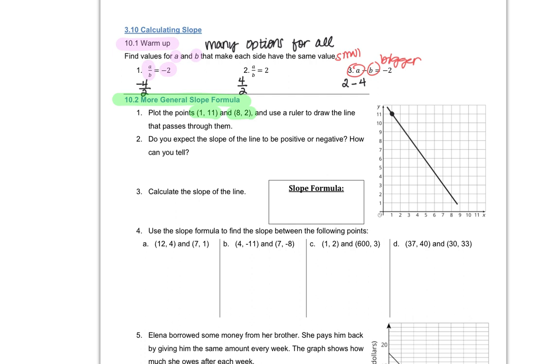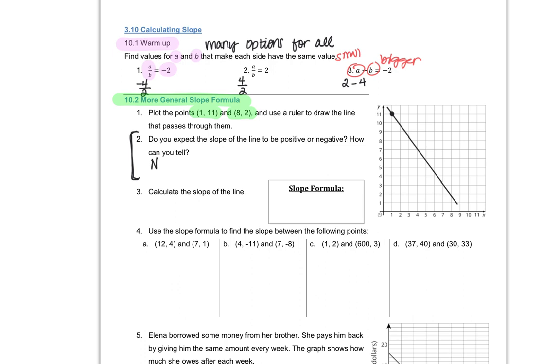Once we have those lines, the line drawn through the points, we can look at question 2. So I want you guys to do this on your own. Do you expect the slope of the line to be positive or negative, and how can you tell? So take a minute, pause the video, and answer that question.